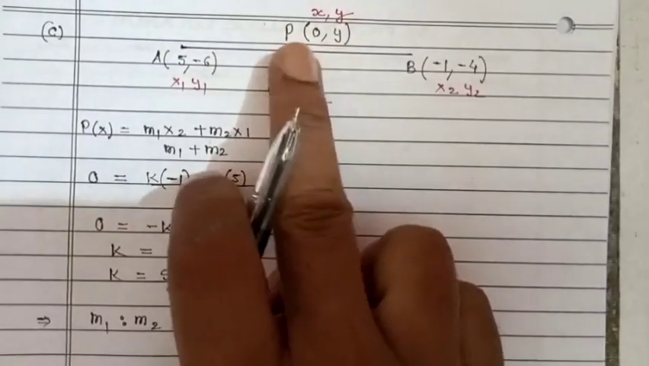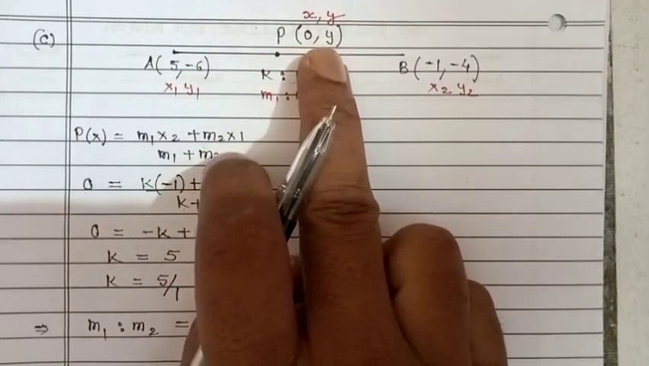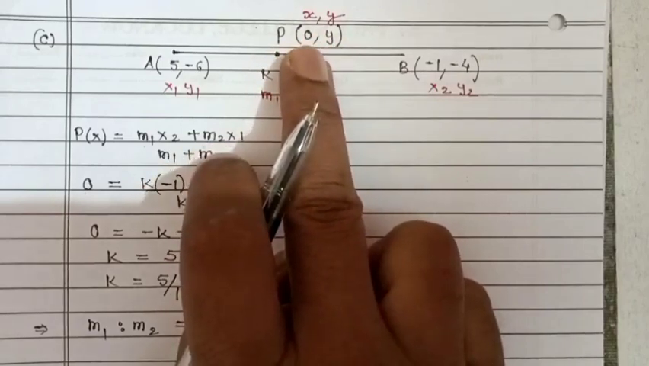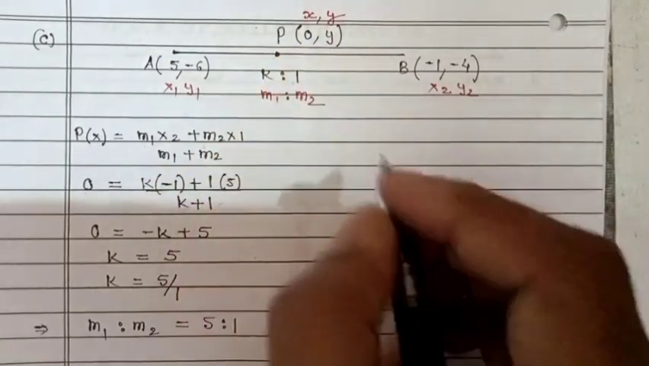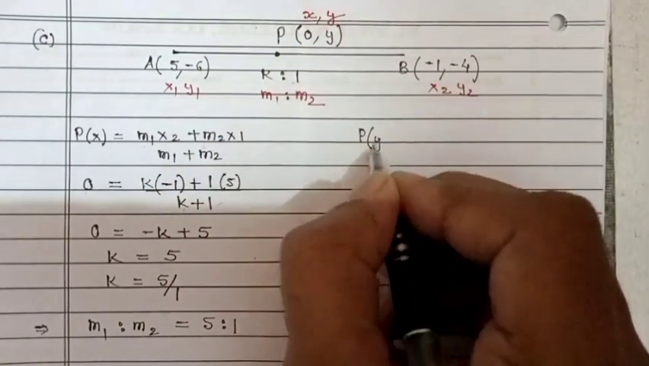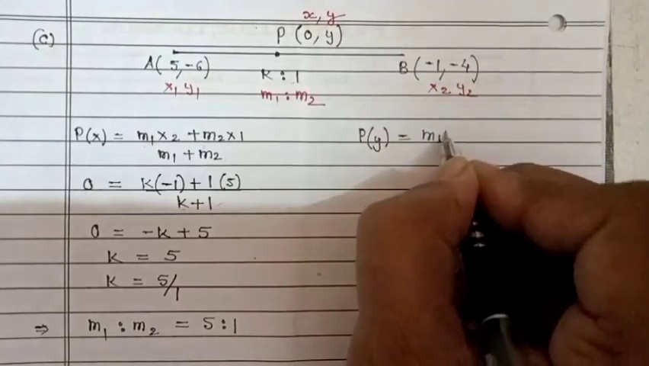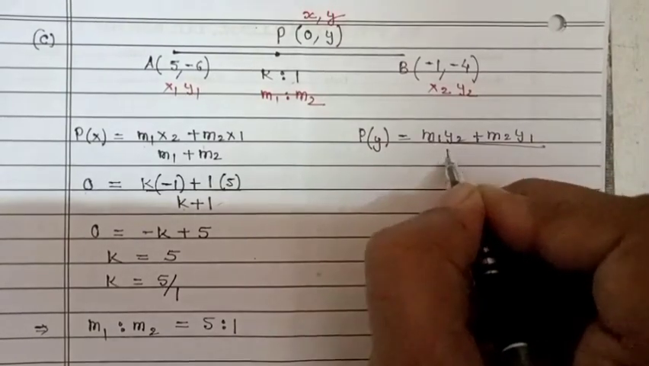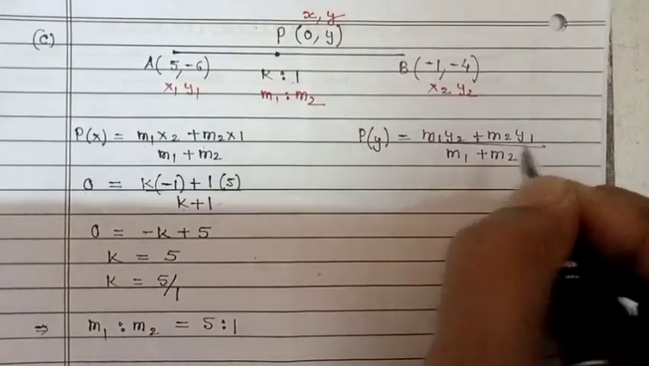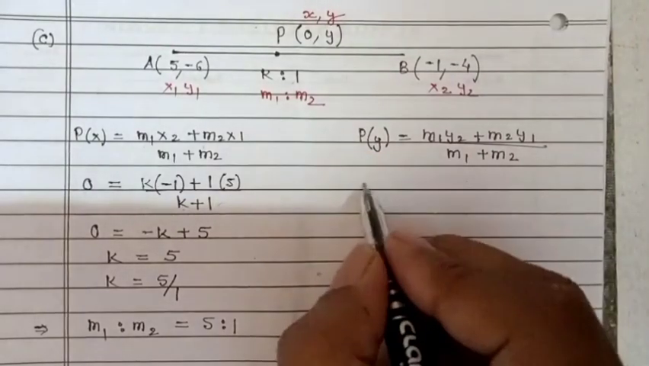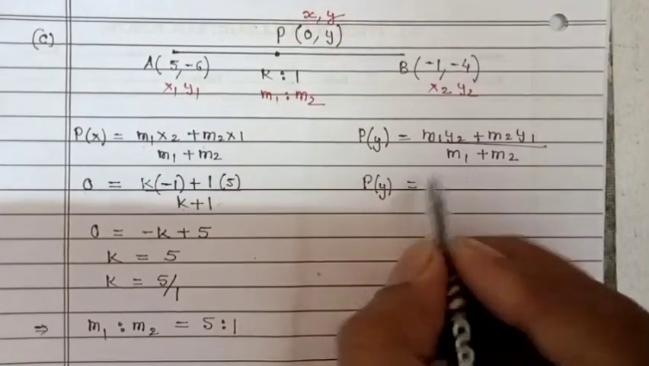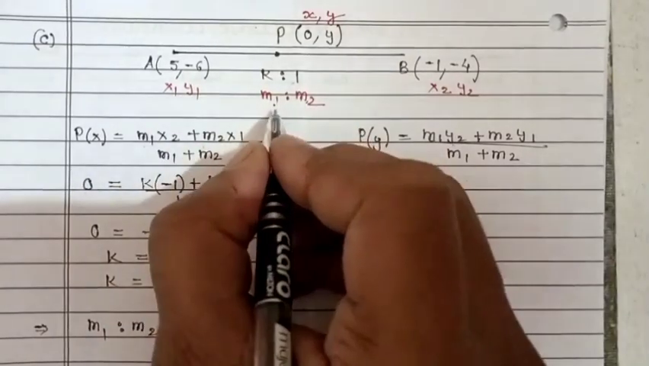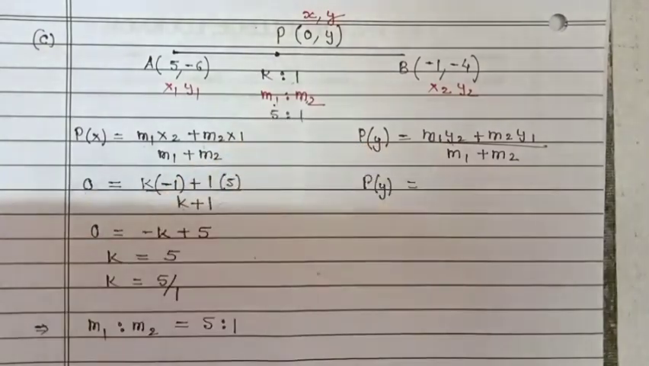Now you have to get point of intersection. That means you must know both the coordinates. One of the coordinate is known as 0. Now we need to calculate the other one. So using the y coordinate formula, m1 y2 plus m2 y1 upon m1 plus m2. Now y coordinate you have to get. Now it's m1 into y2. Now see, m1 and m2, this you have got as 5 is to 1, right?